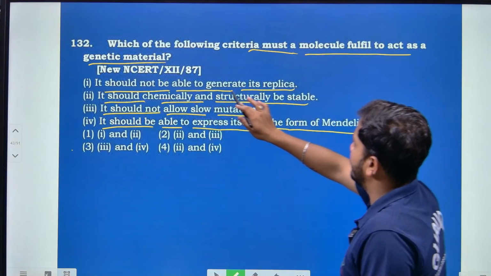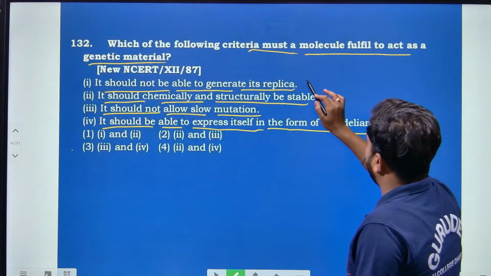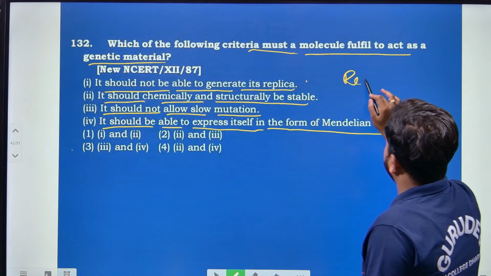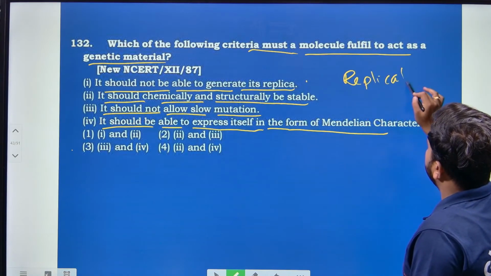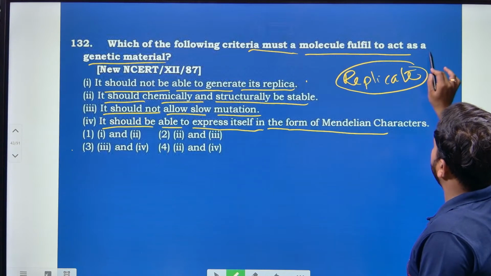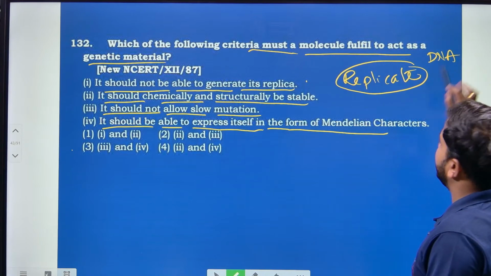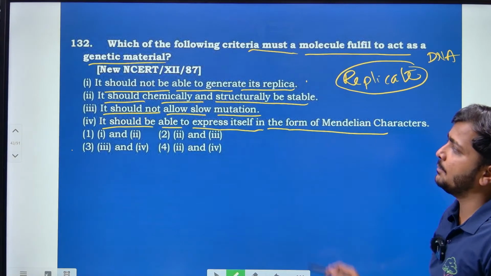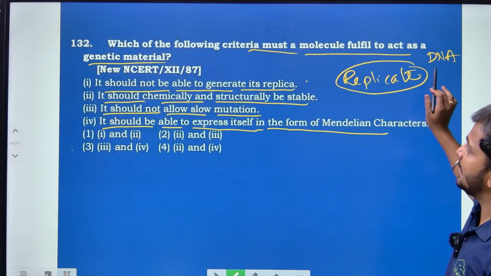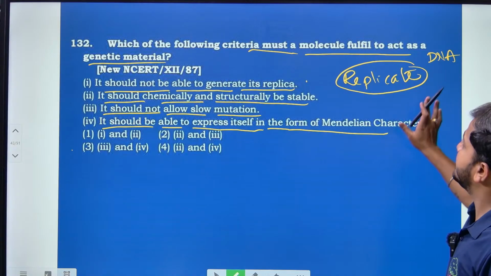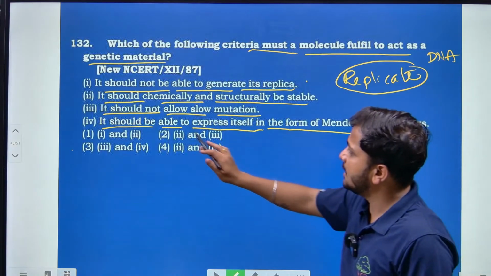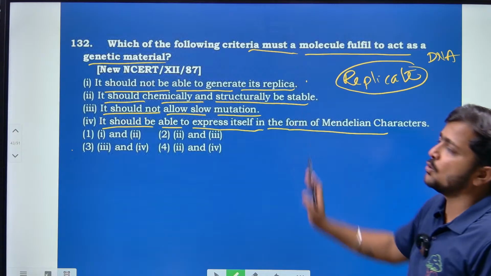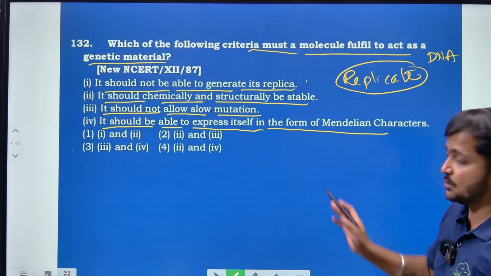So according to this, if you consider a genetic material, it should not be able to generate its replica? No, it should replicate, right? That property we are going to see with respect to DNA. And it should be chemically and structurally stable, right? Then it should not allow slow mutation. It should actually allow slow mutation.